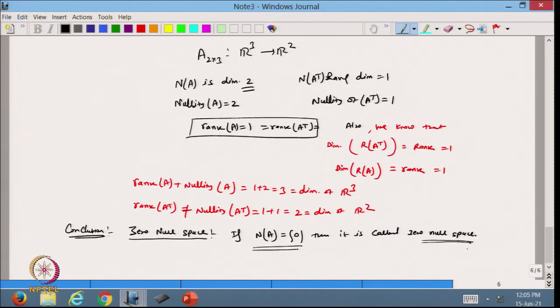So, let me stop here. Today we have started with the other two subspaces, that is the null space of the matrix A and its transpose, that is A transpose. And then we have taken one example and shown how we can find the null space of A and the null space of A transpose. So, in the next lecture we will continue with this.